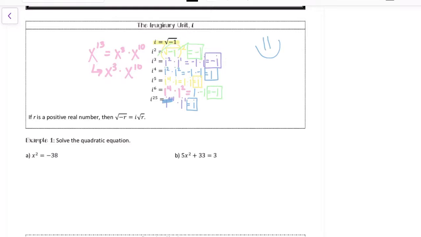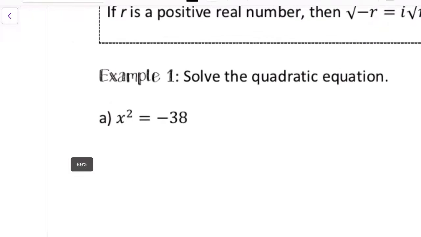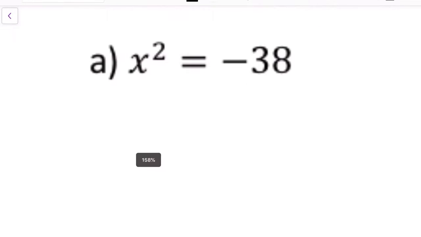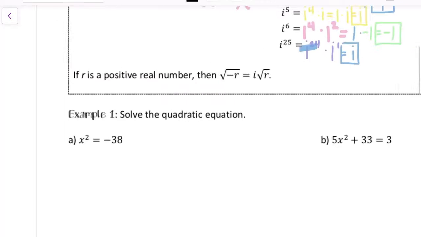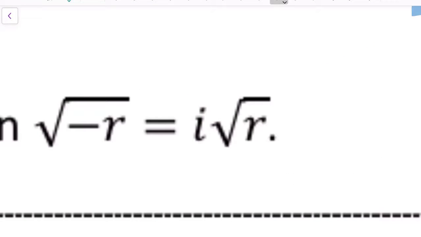Okay, and then we use i whenever you've got the square root of a negative number. So for the square root of a negative, we'd move the i out front and get rid of the negative under the radical.